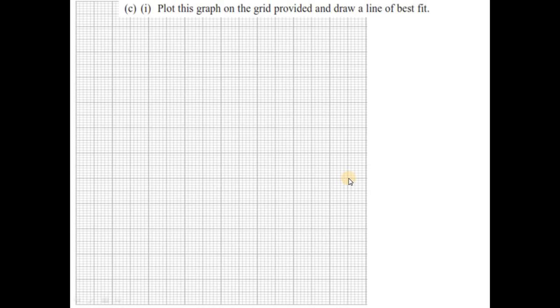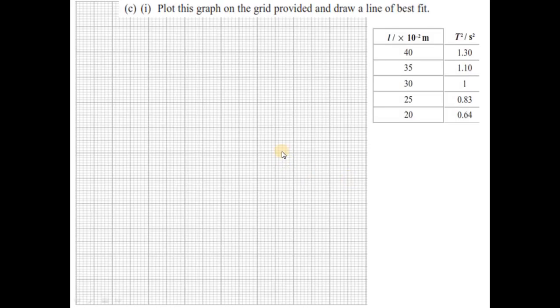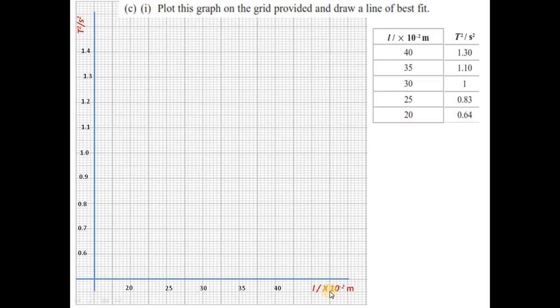Plot this graph on the grid provided and draw a line of best fit. So this is the table that was given to us in our previous pages. We need to plot the graph between t square against L, so t square on the x-axis, L on the y-axis. This is the length in 10 to the power minus 2 meter, and this is the t square, and these are the values. If you can plot the corresponding points, you can have these points for all from the table.